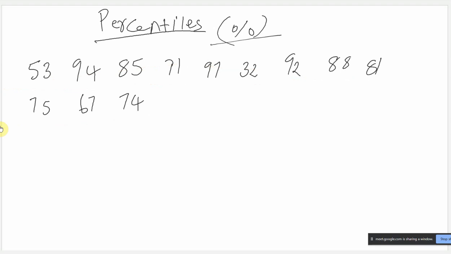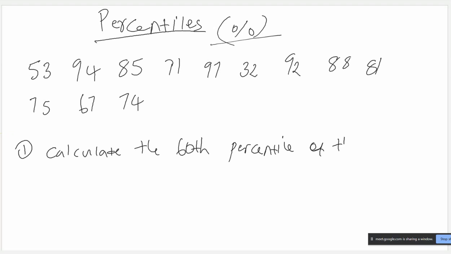So this means that if I want you to calculate, they say, calculate the 60th percentile of the data.